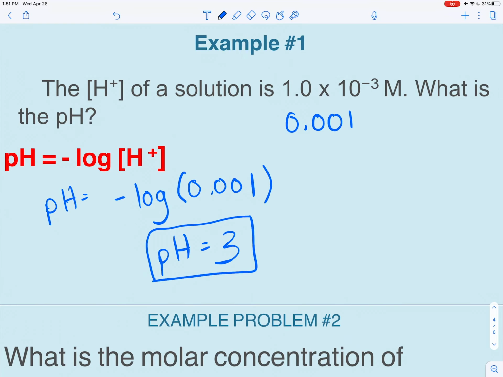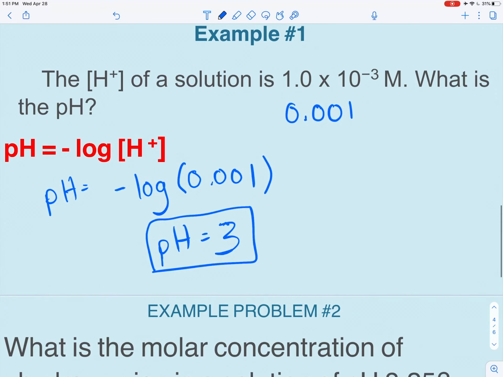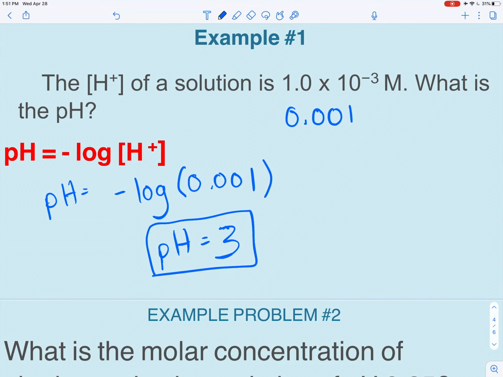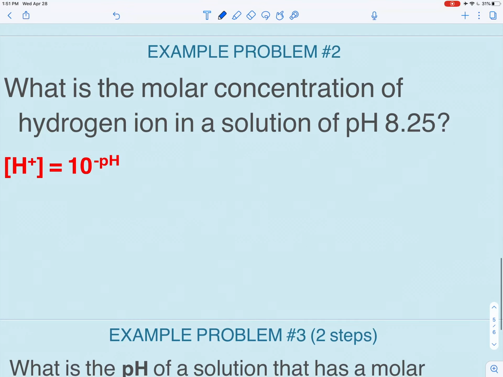If you didn't put the negative, you'd get negative 3, but remember, you can't get a negative pH. So positive 3, pH is 3 here. So that's it. You just take the negative log of the concentration of your hydrogen to get pH. If they give you the pH and they ask for concentration, the formula is 10 to the negative pH.